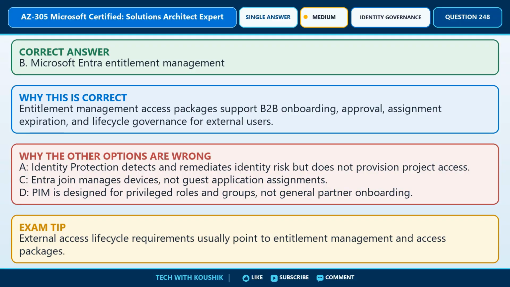In this case, select option B, Microsoft Entra Entitlement Management. The key reason is entitlement management access packages support B2B onboarding, approval, assignment expiration, and lifecycle governance for external users.